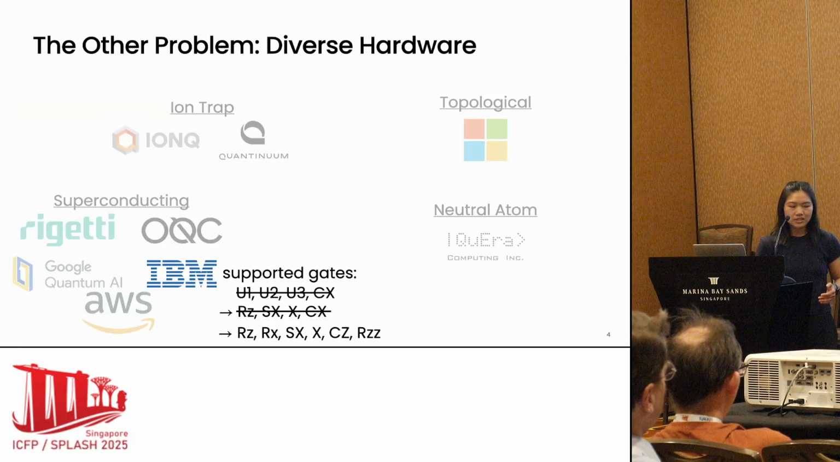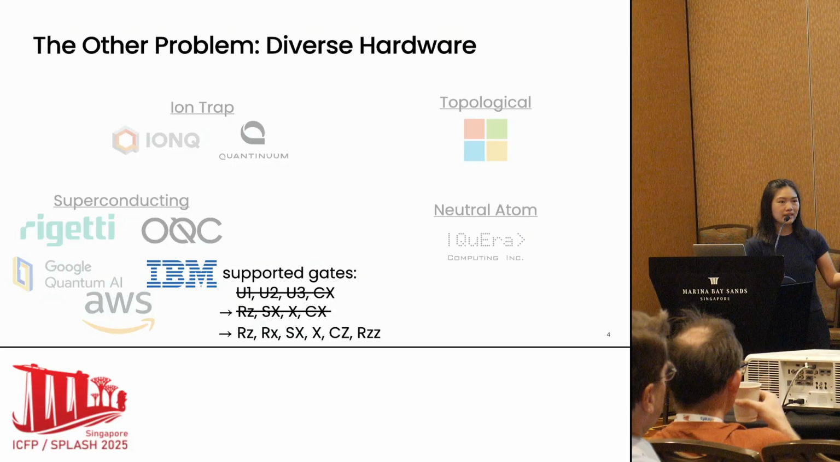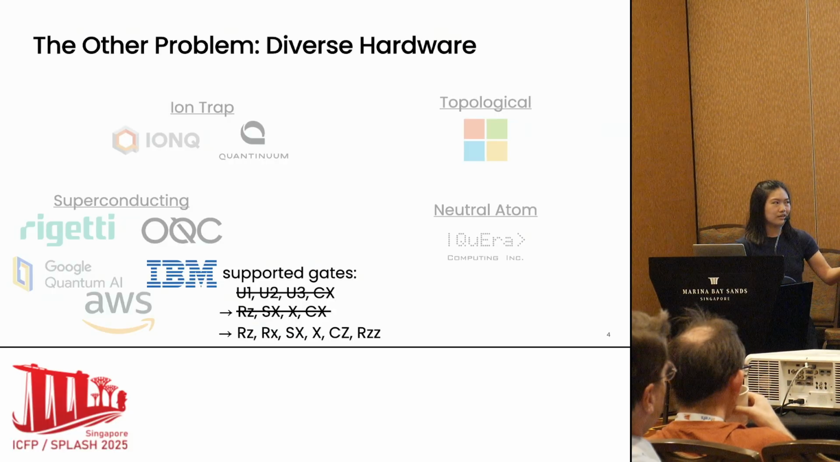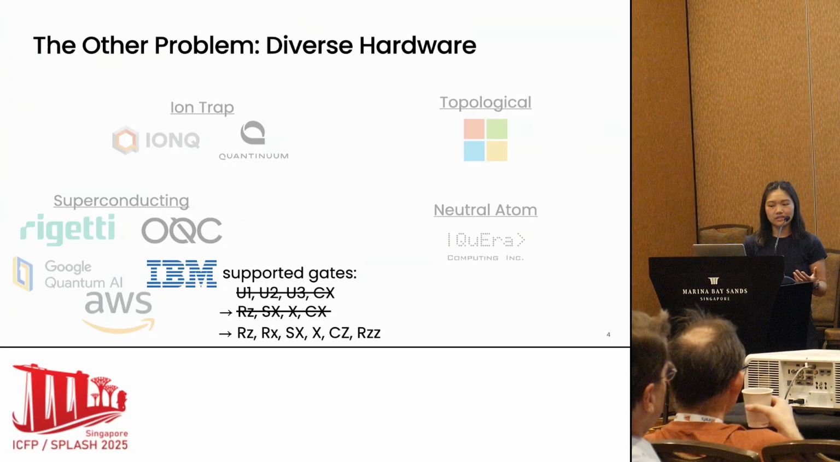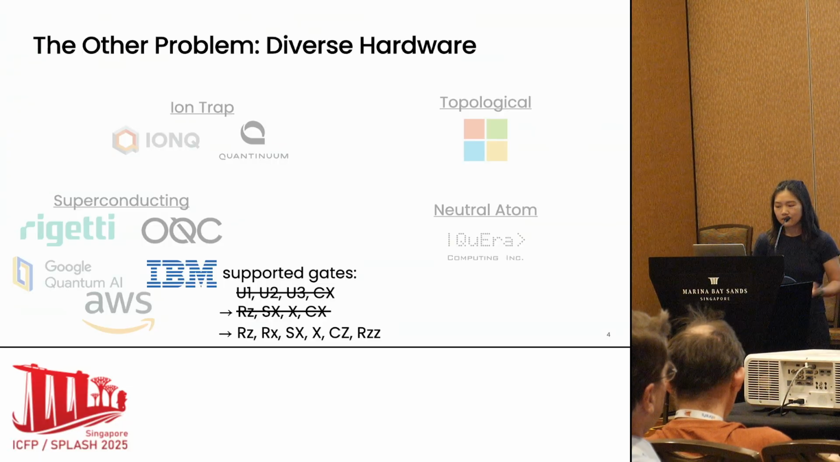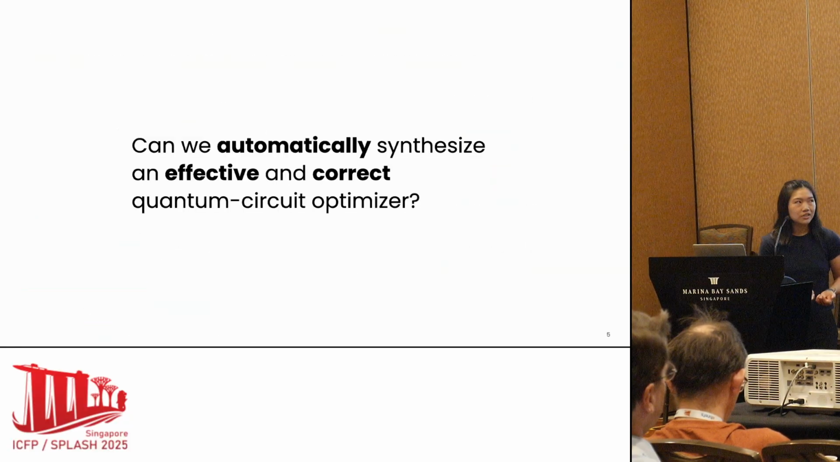And if we just optimize in one intermediate representation that is just one gate set, once we translate to our target one, we may be losing out on some optimizations in that gate set. So the overarching question here is, can we automatically synthesize an optimizer that is both effective and correct, as we would like all our software to be?